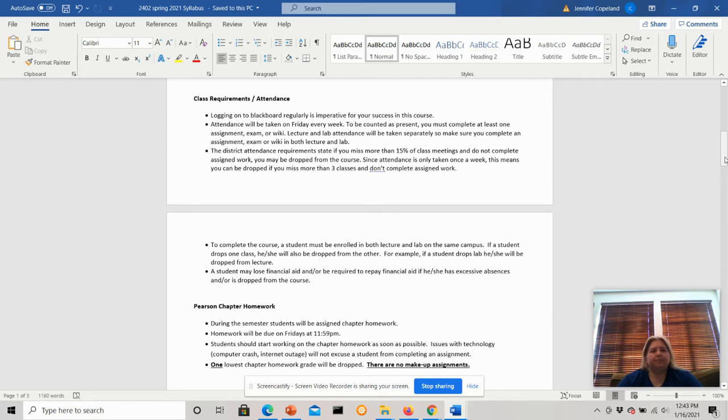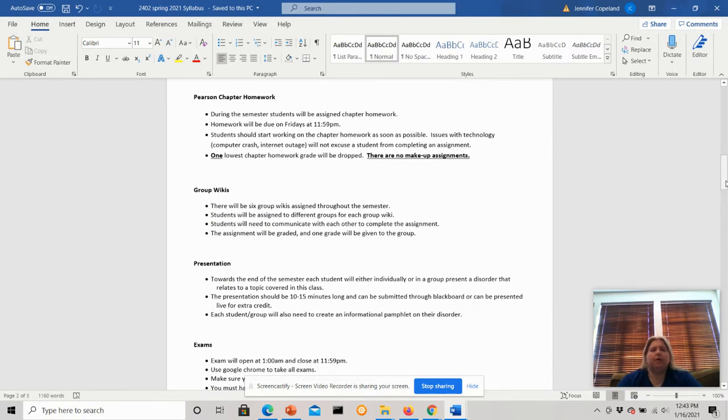But to complete the course, you need to make sure that you're enrolled in both lecture and lab on the same campus. If you drop one, then the other one's automatically going to be dropped. And you can lose financial aid and or be required to pay the financial aid back if you have excessive absences or you are dropped from the course.